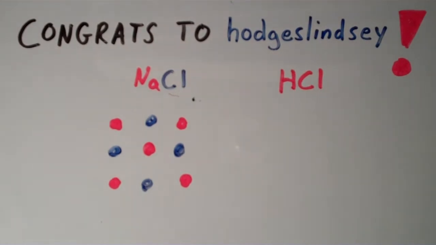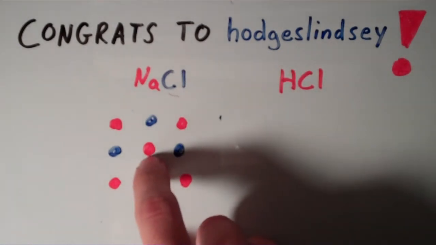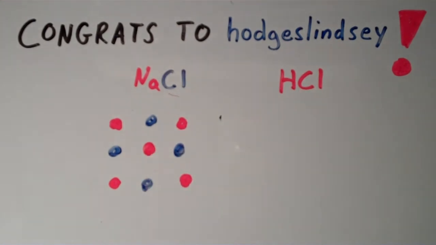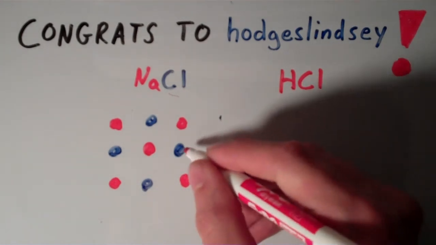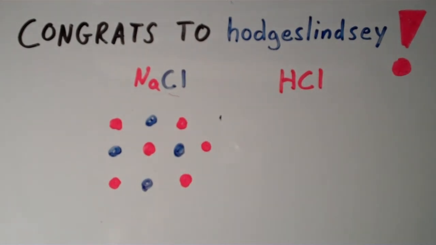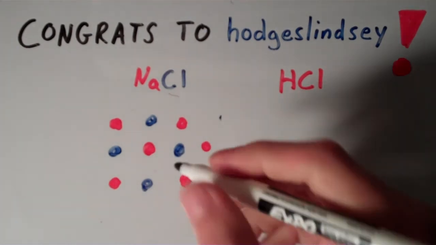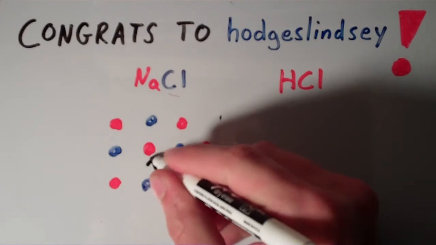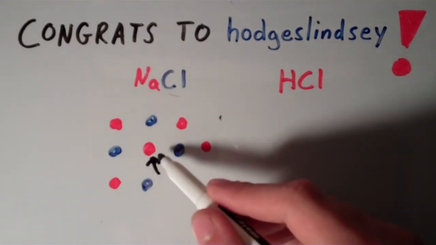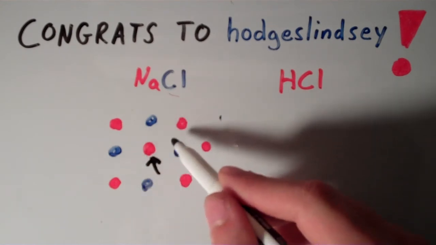I'll color code it for you. So if we look at the NaCl structure, we see that each red atom, each sodium ion, is surrounded by these chloride ions. And if we were to continue drawing this out, we would see that each chloride ion is also surrounded by sodium ions. In other words, let's look at just this central sodium ion right here. This is equally attracted to all 4 of these chloride ions.